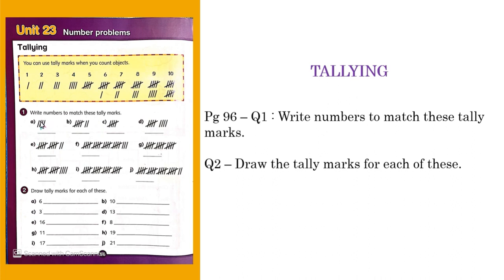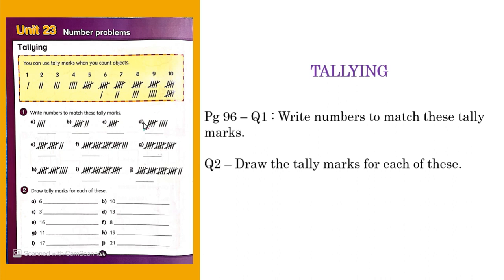Let's count first one. Number A. 1, 2, 3, 4. What is the answer? Write down the number here. B. Let's count. 1, 2, 3, 4, 5, 6, 7. So the answer is? Good. Number C. 1, 2, 3, 4, 5. So the answer will be 5.